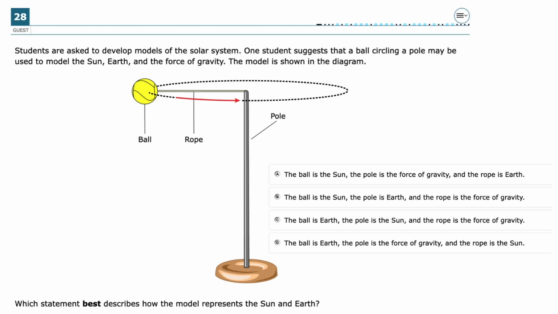So in this model, the ball represents Earth, the orbiting object. The pole represents the sun, the center. The rope represents the force of gravity, holding Earth in orbit. Correct answer: C. The ball is Earth, the pole is the sun, and the rope is the force of gravity. This choice best matches how the model represents the actual Sun-Earth gravity system.